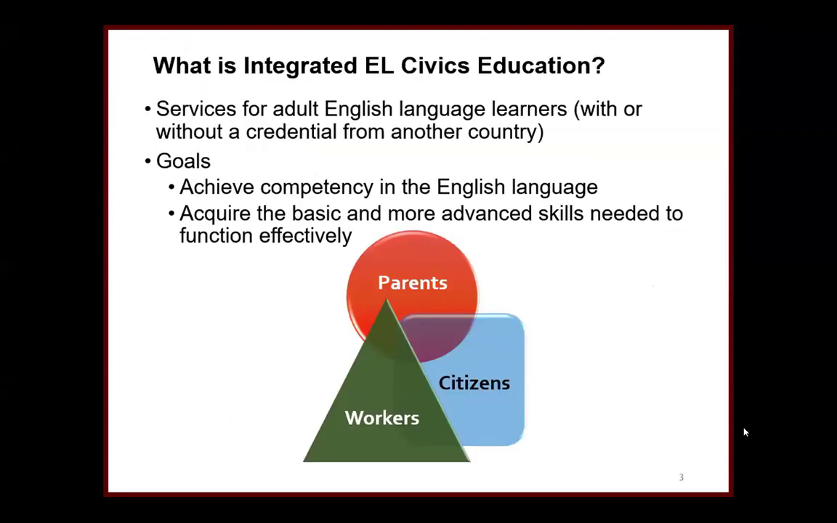So what is integrated EL Civics? This is the WIOA version. In the law, it says that services for adult English language learners with or without a credential from another country. So these services for the integrated EL Civics is for any English language learner, adult English language learner, including professionals. And it is so that they can achieve competency in English, and then they acquire also the basic and more advanced skills needed to function. So they need to step up a little bit from what they were before.